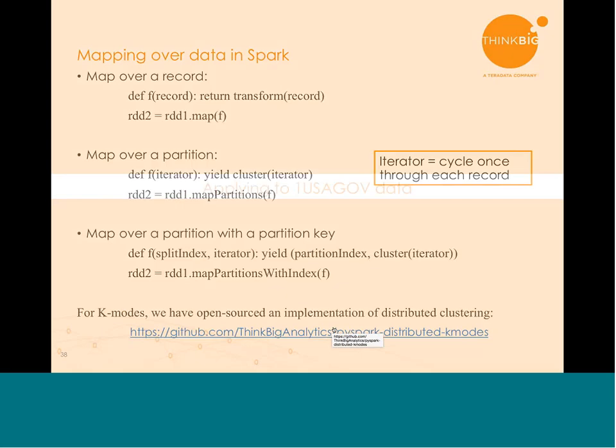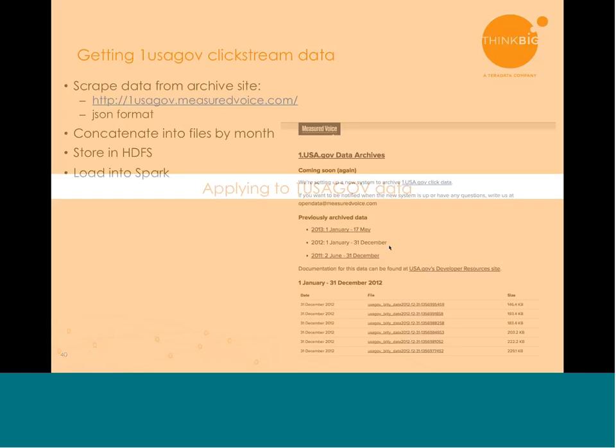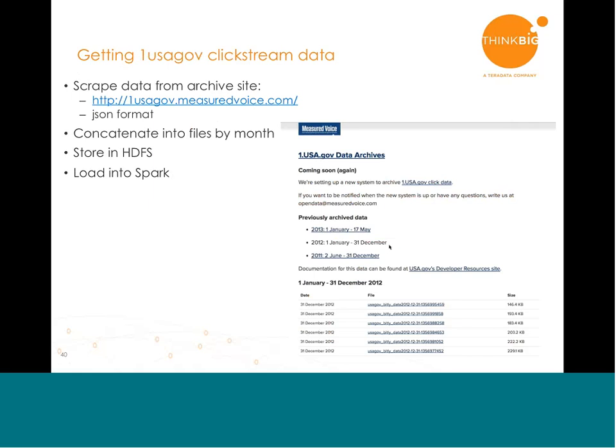So how do we apply this to the OneUSA Gov data? We first have to get the OneUSA Clickstream data. I'm not going to go into the details here, but the basic idea is that we have to scrape the data from the archive site, concatenate the data into one file per month, load it into HDFS, and then pull it into Spark. Spark has a JSON reader that makes that very convenient.